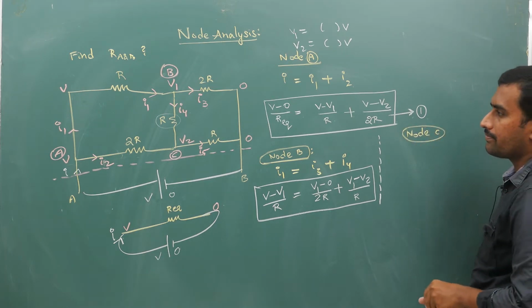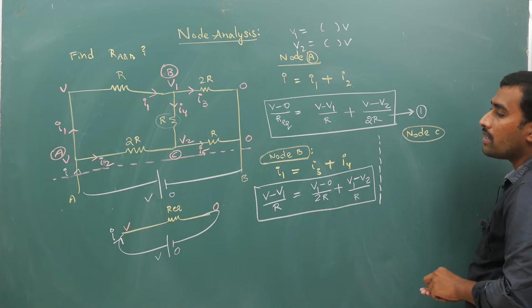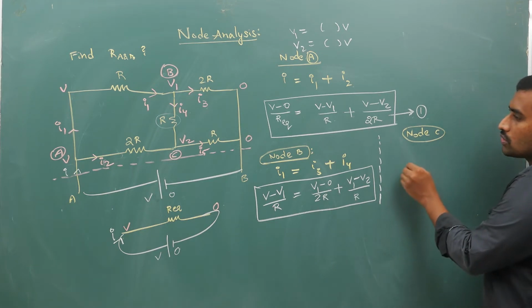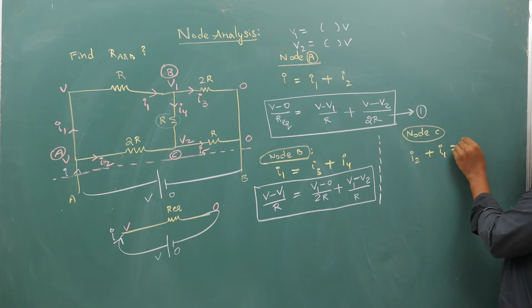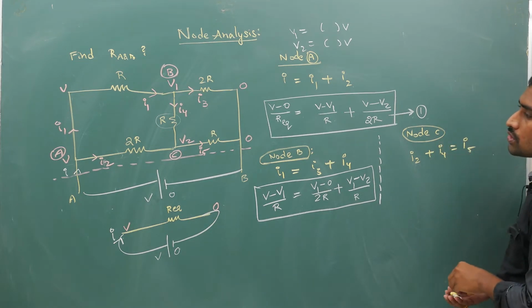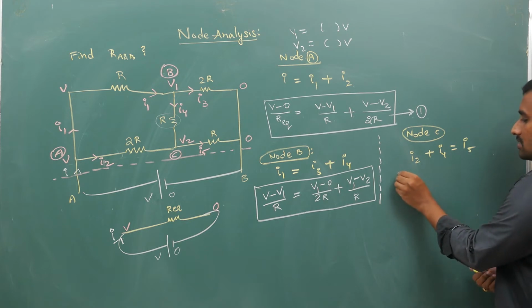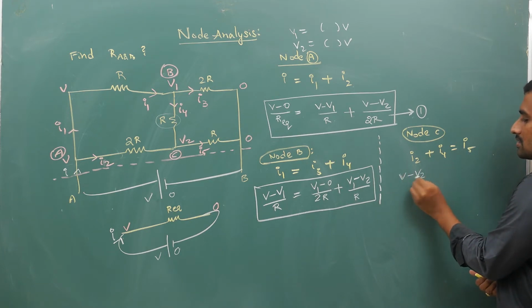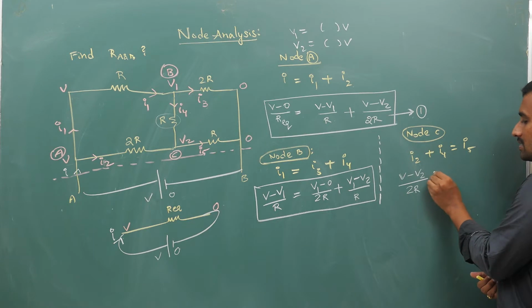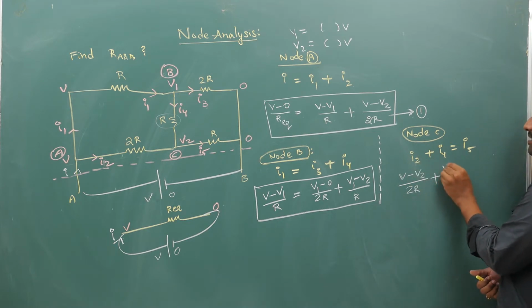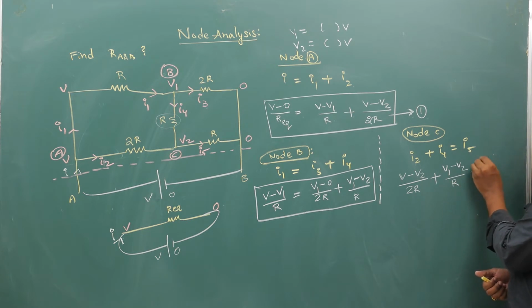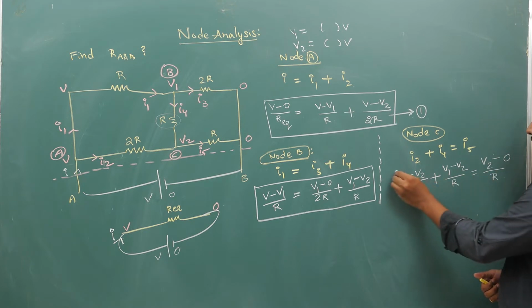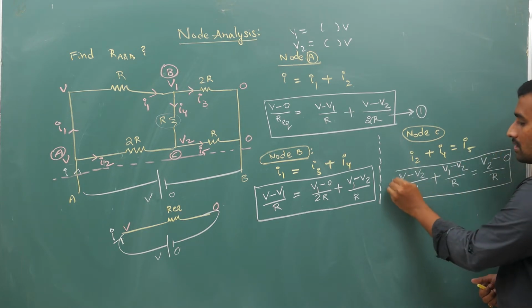In node C, your I2 and I4 are combining. So I2 plus I4 is equal to I5. What is I2? It is (V minus V2) by 2R, plus what is I4? (V1 minus V2) by R, that is equal to what is I5? (V2 minus 0) by R. Okay, this is your equation.